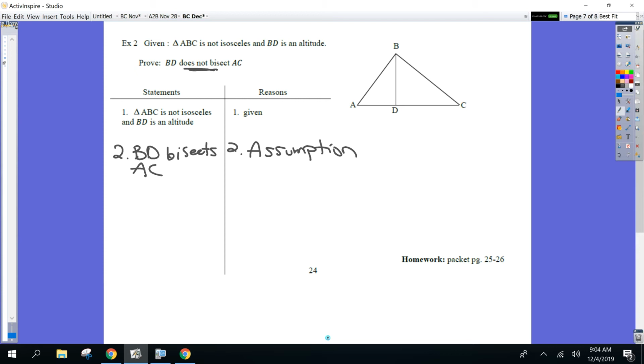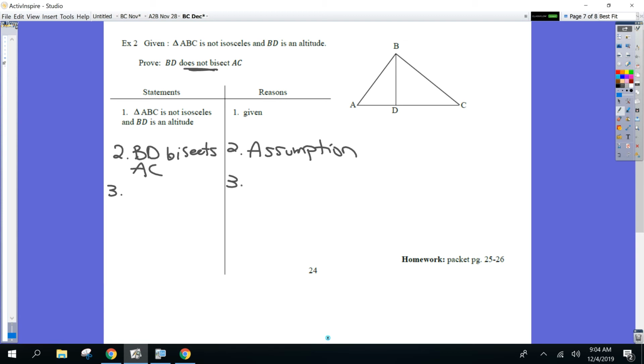All right, before we get to step 3, let's have a goal. You need to contradict something, right? Look at your givens right now. How many givens did I provide? 2. You need to contradict one of them. Which one do you think is going to be the easiest to contradict? Jenna? The not isosceles. How are you going to contradict it? By proving it is isosceles. So that's your goal right now. Get ABC isosceles, and then you contradicted your given.